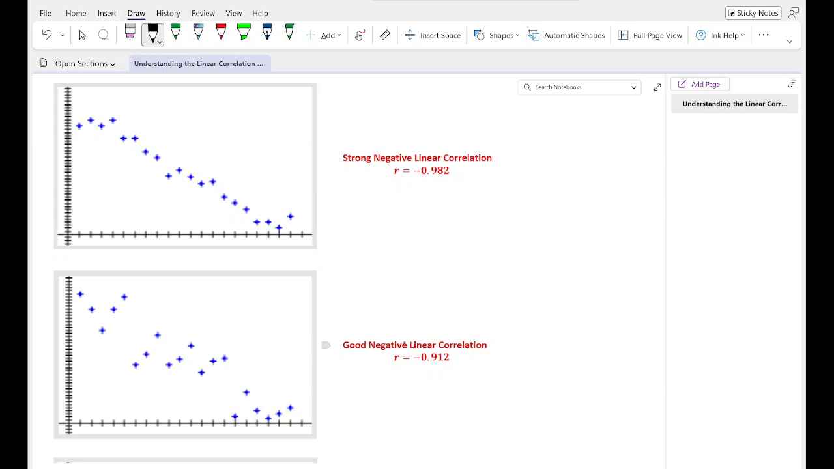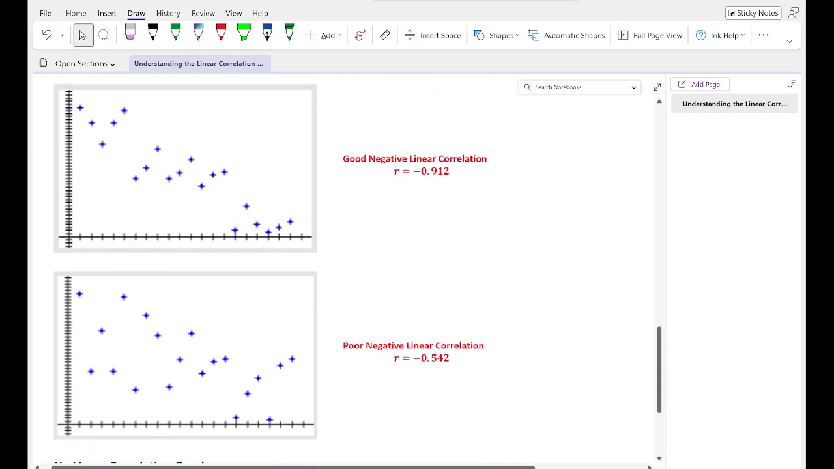Next we have a good negative linear correlation, negative 0.912. Again, the dots are definitely going down, going from high to low, but they're not all in a straight line, though it's definitely negative as it goes down. So it's a little bit spread out, not a lot, but a decent amount.